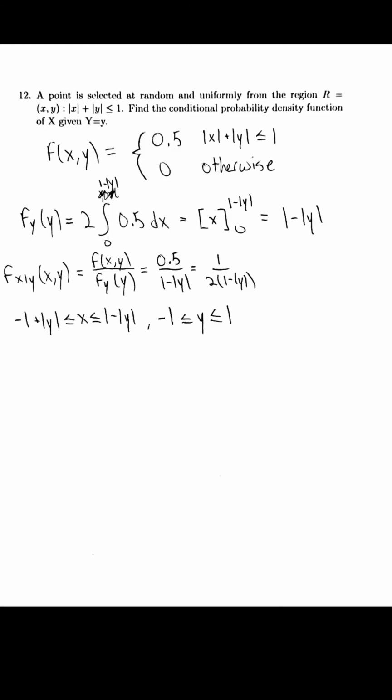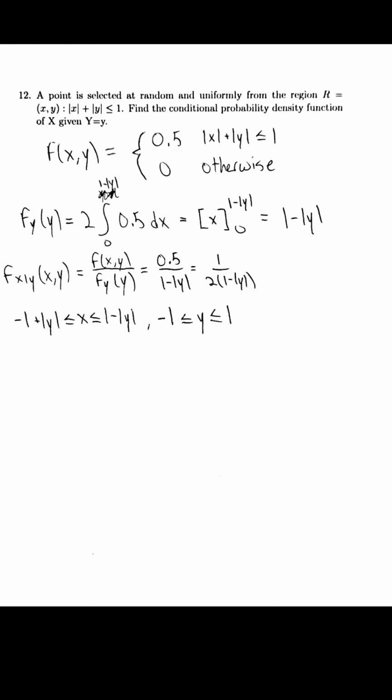Next is number 12, which says a point selected at random and uniformly from the region R equals xy, where the absolute value of x plus the absolute value of y is less than or equal to 1. Find the conditional probability density function of x given y equals y. So to solve this problem, we're going to need to find the joint probability density function as well as the marginal function for y.